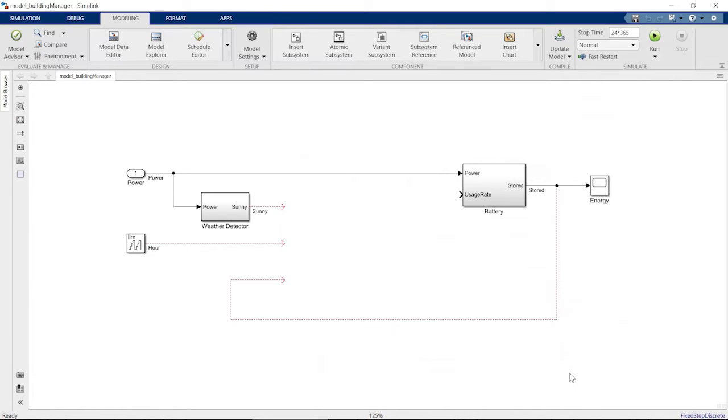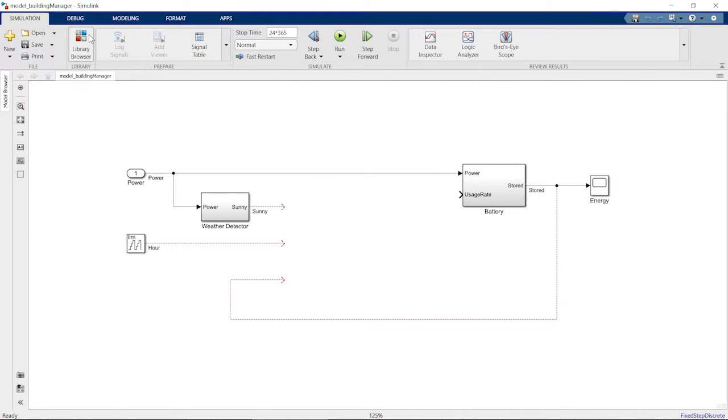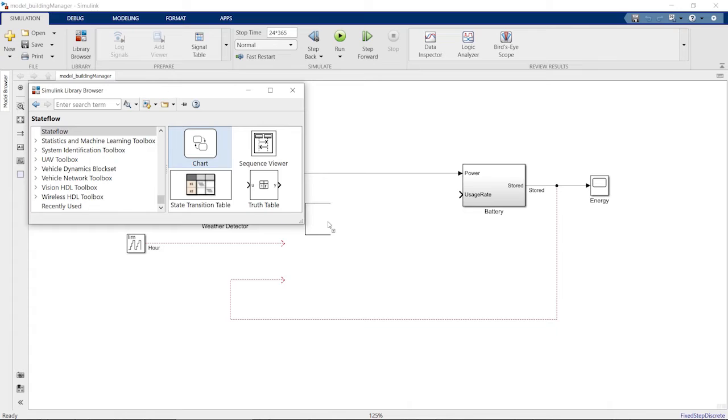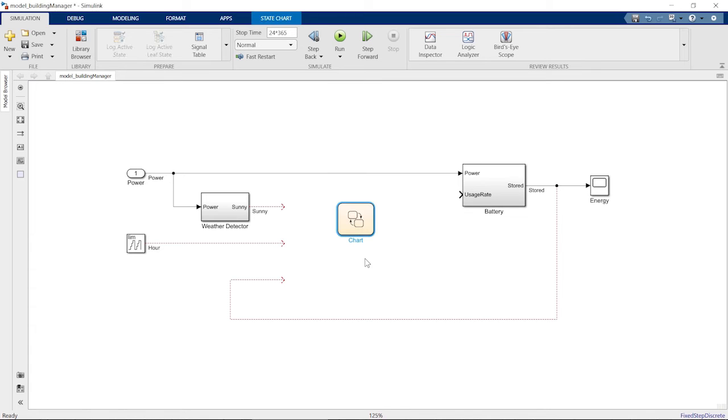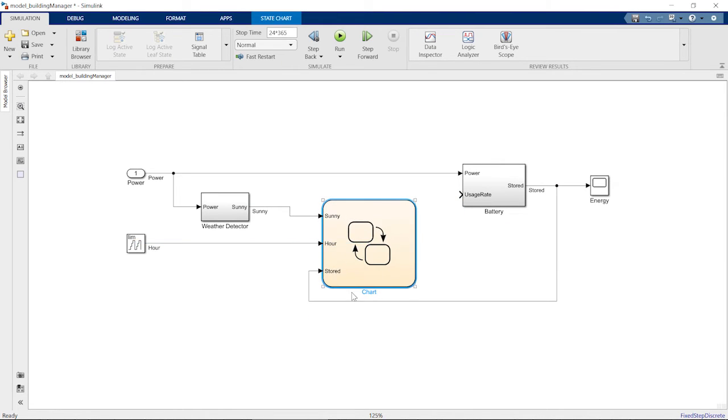We can do this by adding a Stateflow chart to represent our decision logic. We'll start by dragging a chart block from the Stateflow library into our model. Now let's connect our signals to the chart so we can use them inside. Since our signals have names already, we can drag them onto the chart block and the port names will be set to the signal names. As we drag the other two signals onto the chart, 2 more ports will be added. It's starting to get a little crowded, so we'll resize the chart block. Last, we'll rename this chart block to Building Manager.